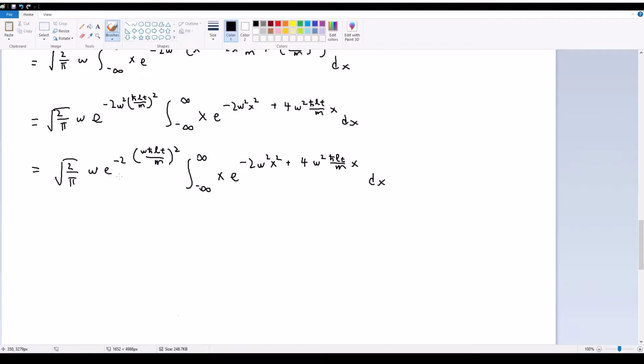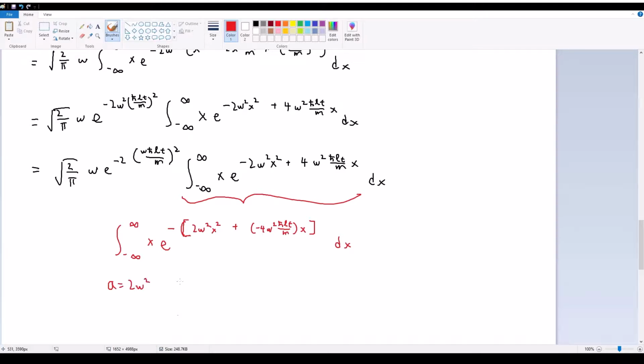Okay, right. So the complete the square solution says that we want to change this form into negative ax squared plus bx. So let's do that. For now, I'm going to work purely with this integral. It's going to be the integral from negative infinity to positive infinity, x e to the, and I'm going to move the negative out, and this is going to give me 2 omega squared x squared minus or plus negative 4 omega squared h bar lt over m multiplied by x. And I'm going to close this off with a bracket instead of parentheses. If we do it this way, then a is going to equal 2 omega squared, and b is going to equal negative 4 omega squared h bar lt over m.